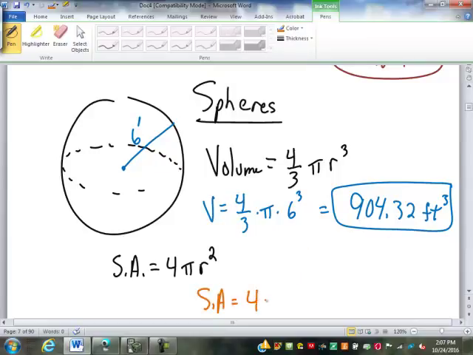Surface area is just 4 times pi, then the radius squared.